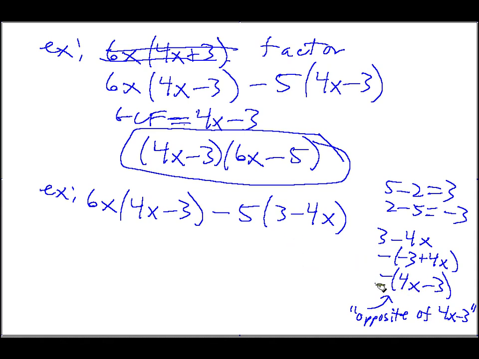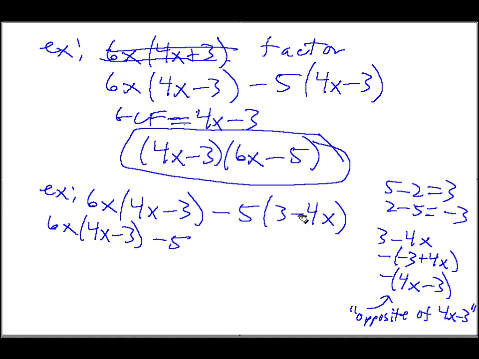So let me do that. But what's this negative sign? This negative sign is really a negative 1 here, isn't it, right? Invisible 1, right? So let me do this. Let me keep the first expression the same. So 6x times 4x minus 3, all right? And then minus 5, all right?